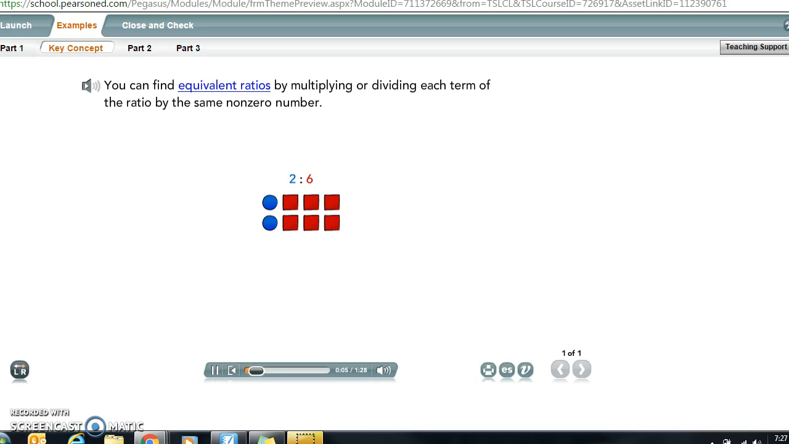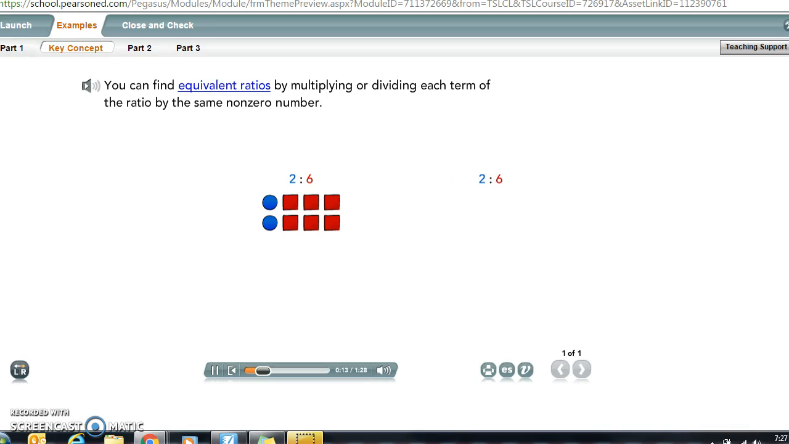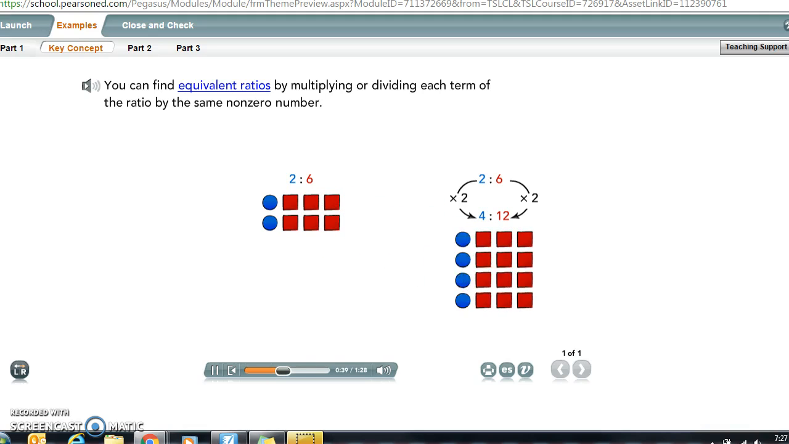This model shows the ratio 2 to 6. 2 blue circles to 6 red squares. To find an equivalent ratio by multiplying, multiply each term of the ratio by the same non-zero number. You can multiply each term by 2. First, multiply 2 times 2. Then, multiply 6 times 2. The ratio 2 to 6 and the ratio 4 to 12 are equivalent ratios.